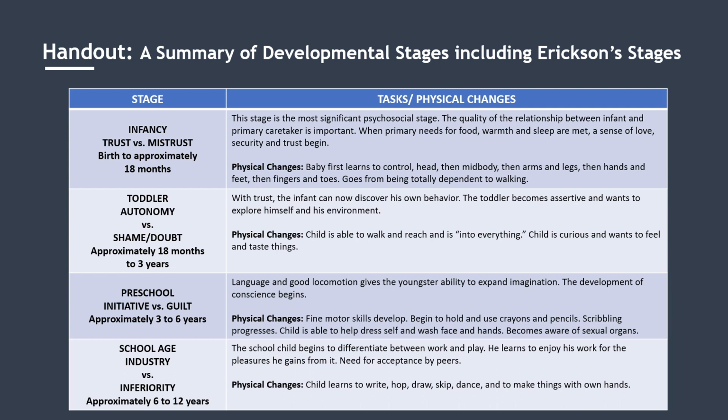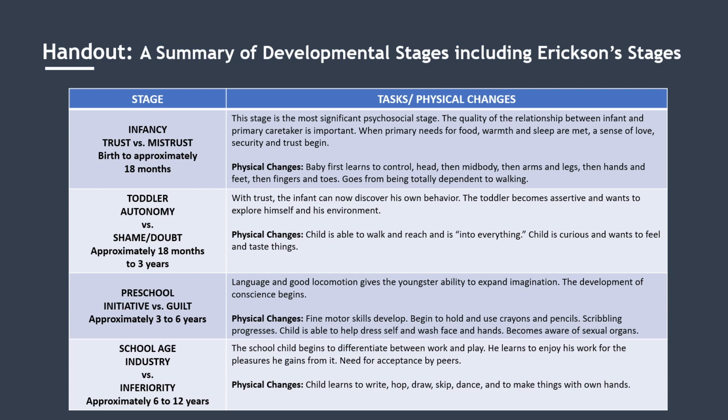When primary needs for food, warmth, and sleep are met, a sense of love, security, and trust begins. Physical changes. The baby first learns to control their head, then mid-body, then arms and legs, then hands and feet, then fingers and toes. Goes from being totally dependent to walking.